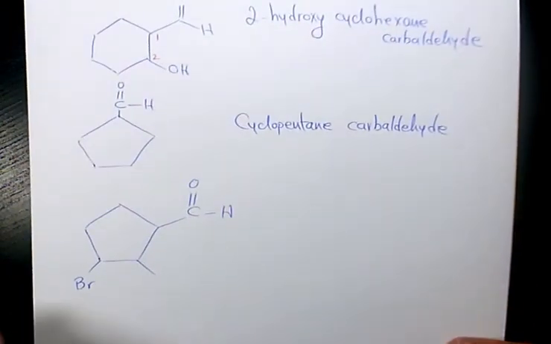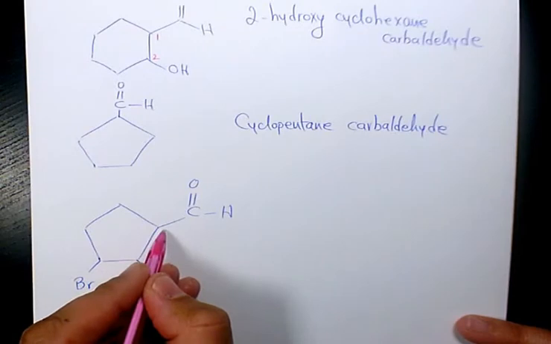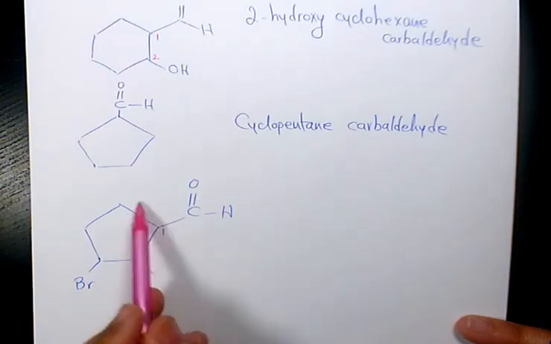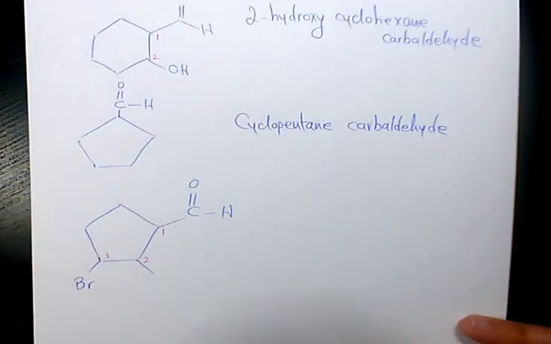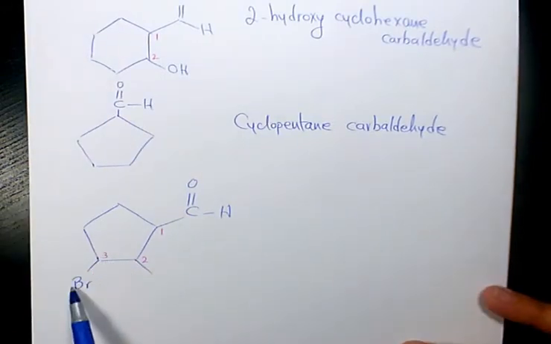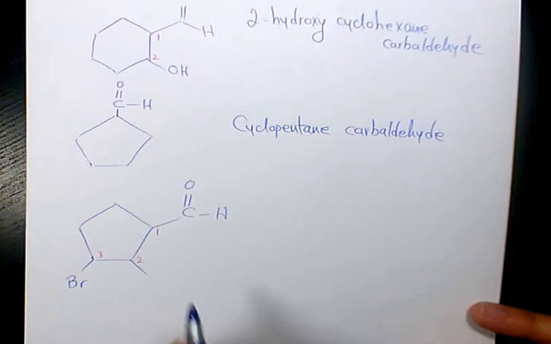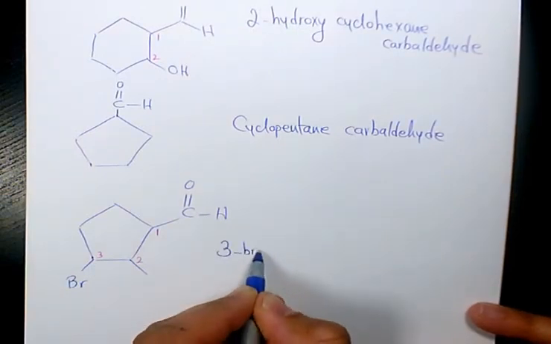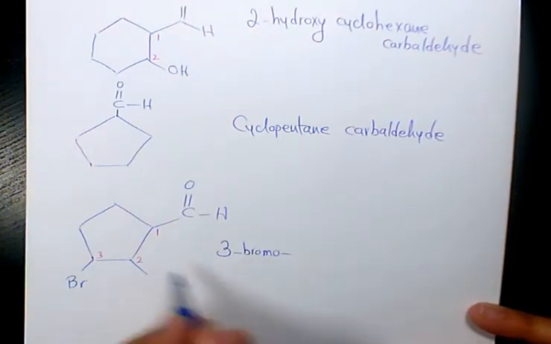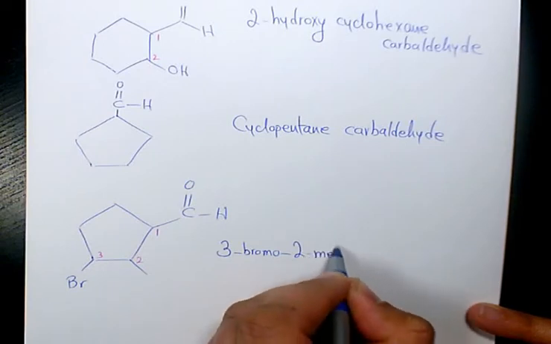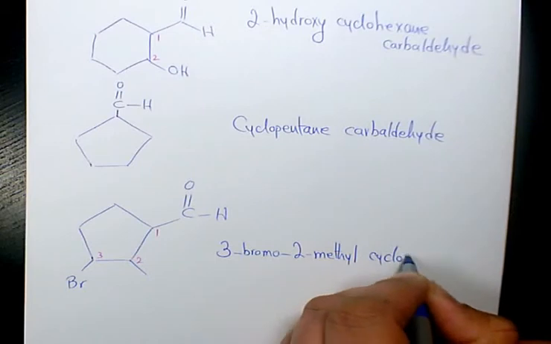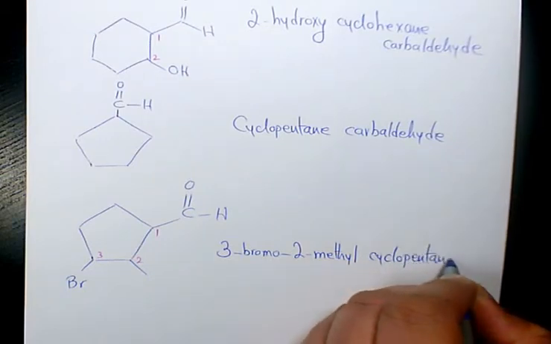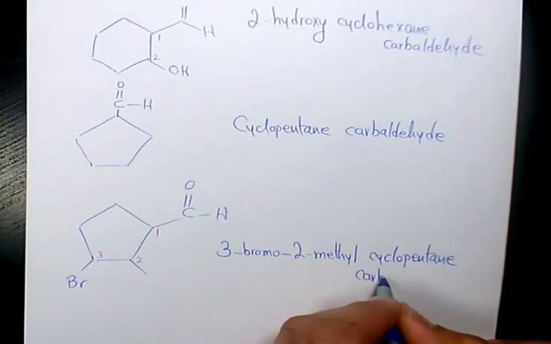Next one we have this one, number 1. We don't go that way, we go this way because we need to have the lowest number. 2-methyl and 3-bromo, so I start with 3-bromo, 3-bromo, 2-methyl, cyclopentane carbaldehyde.